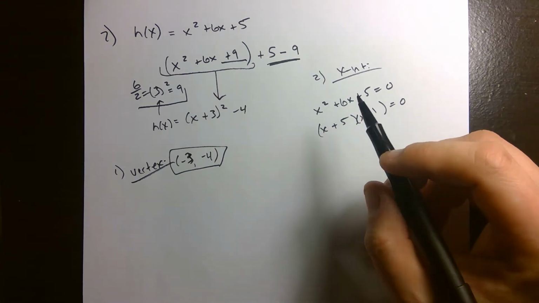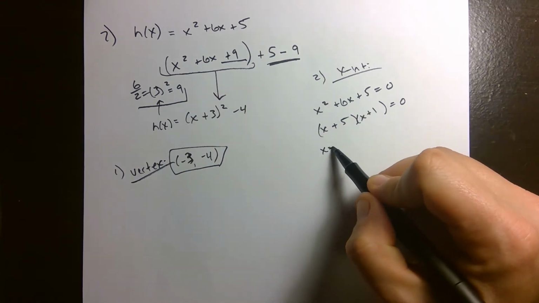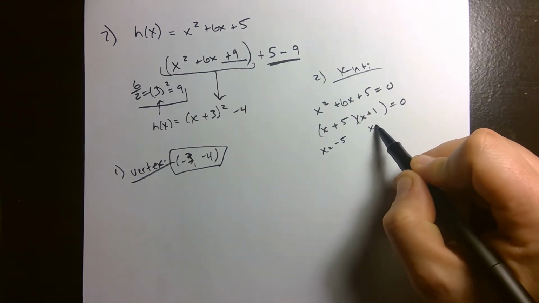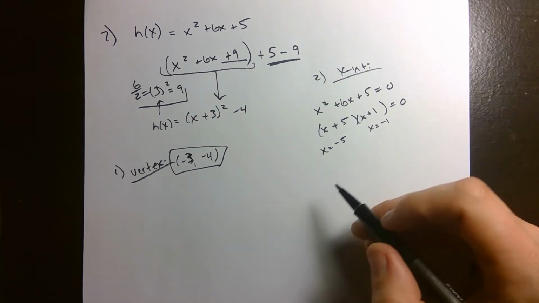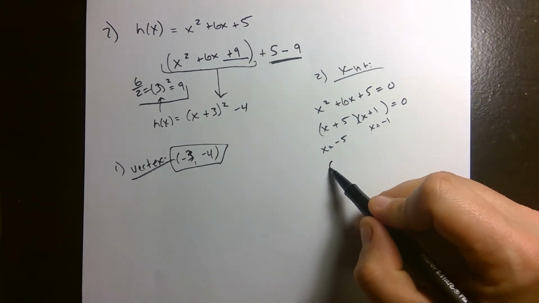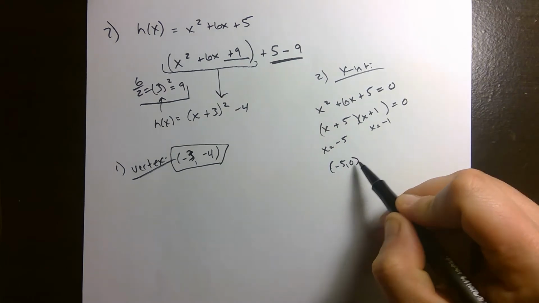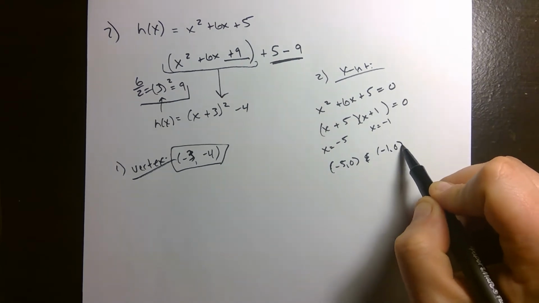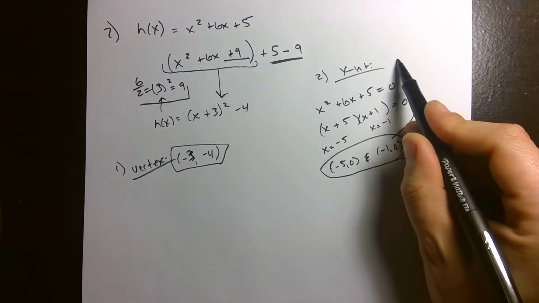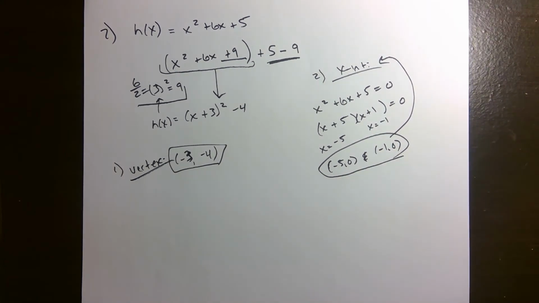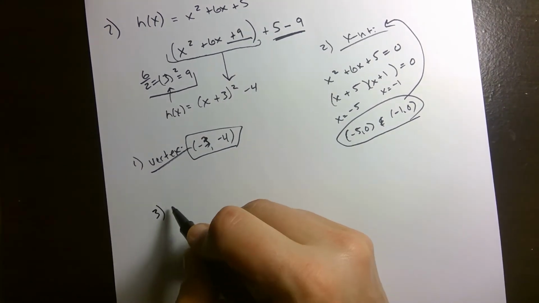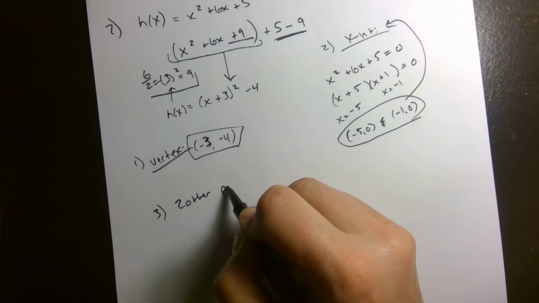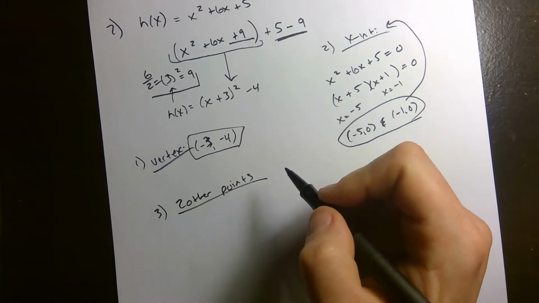And so I'm going to quickly solve this. When we look at this, we know that x is going to equal negative 5 here, and x is going to equal negative 1 here. But since we're looking for intercepts, this has to be the point negative 5, 0, and the point negative 1, 0. And so now we have 2 x-intercepts. And then, of course, the last thing we're going to want to do is get 2 other points so that we have an idea of what our parabola is going to look like.